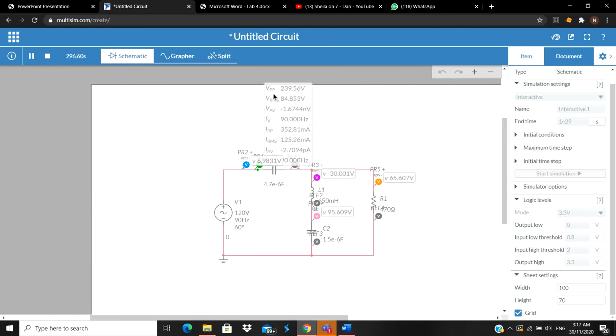So for the peak-to-peak voltage, the value is 240 volt. For the maximum voltage, it is 85 volt. And for the period, just simply divide 1 by 90 hertz, which is 0.01 seconds, and the frequency is 90 hertz. So that's all. Thank you.